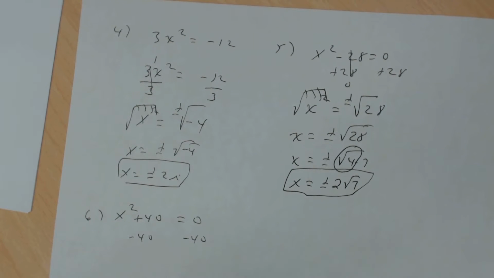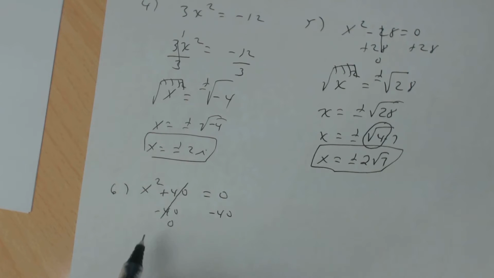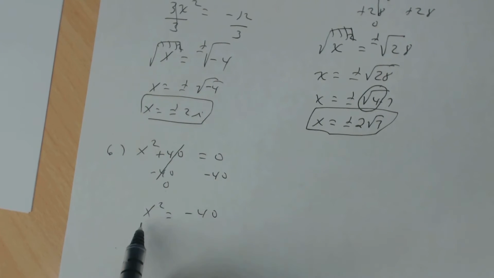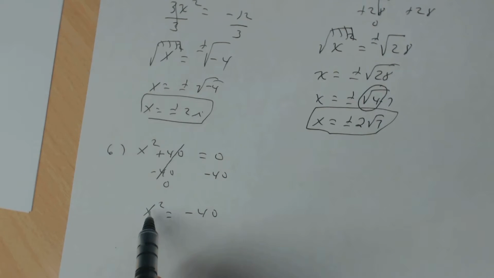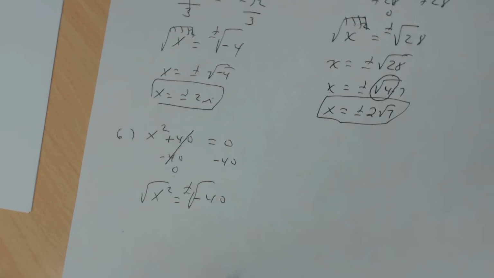So what I do to one side, I do to the other. So when I combine like terms, 40 and negative 40 is 0. So x squared plus 0 is x squared. 0 and negative 40 is a negative 40. And now I'm going to take the square root of both sides to get x by itself. So right now I'm squaring. The opposite of squaring is to take the square root. But don't forget that plus or minus.